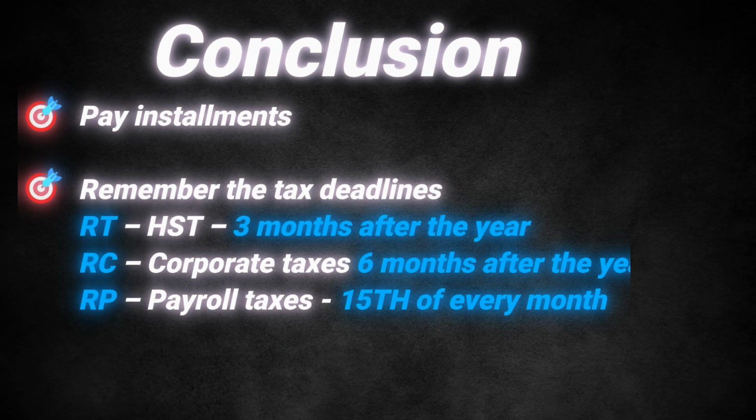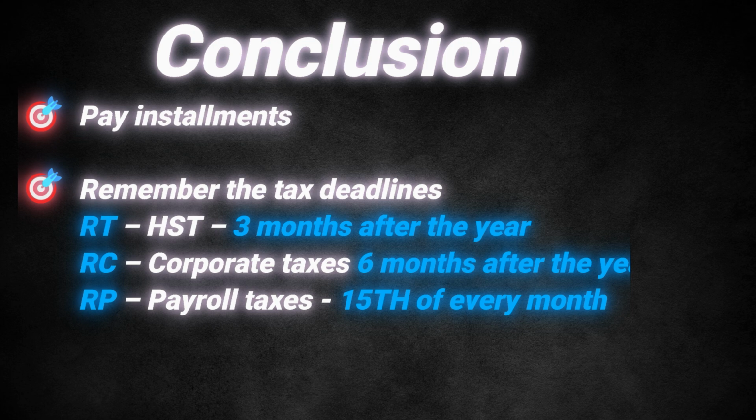So in conclusion, how do corporate taxes work? I've already explained to you, but I also want you to understand the deadlines and due dates. First and foremost, if you're operating as a corporate tax individual, you need to keep in mind there are three different tax deadlines. First is for payroll taxes, which is every 15th of the month. The second is corporate taxes, which is 6 months after the year end. And the third is HST, which is 3 months after your year end.